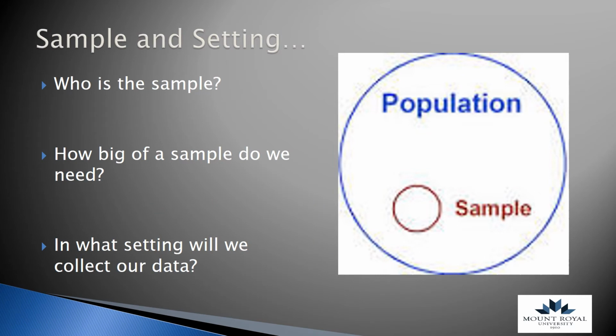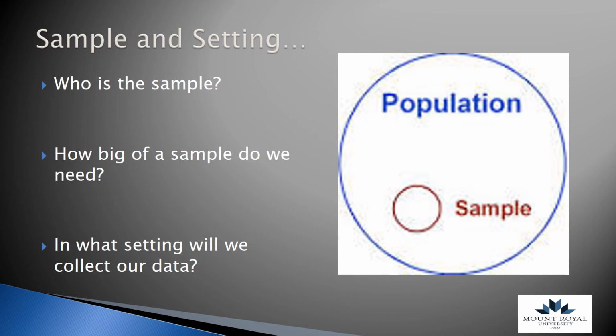Sample and setting is a really critical piece. So who is the sample that we want to study? Obviously, we can't study the whole population. So what portion of that population will we sample? And how big of a sample do we need?